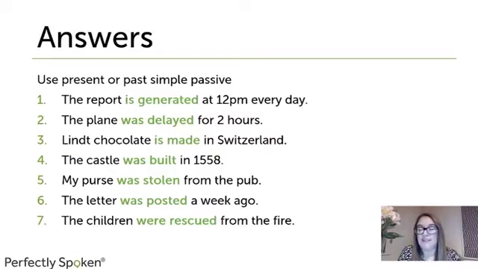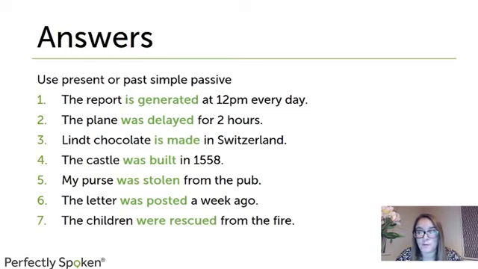That's really good. So when we look at these 7 sentences, it hopefully makes it a bit clearer that in each sentence we don't need to say by who, because it's either obvious or it's not important. It's not what we're trying to convey with the sentence. So for example, number 1, the report is generated at 12 p.m. every day. If you want to say who does this, you can say "by" and then the agent. But if it's not important, you don't need to.